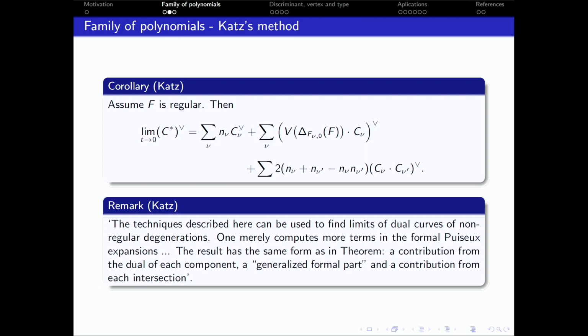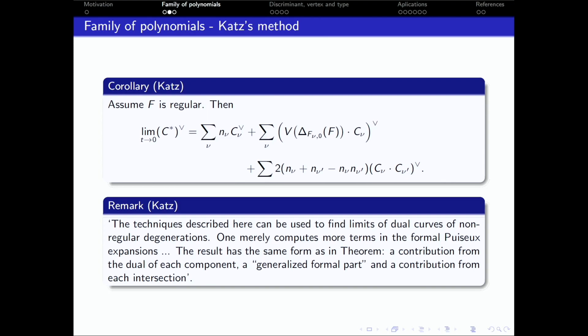with the following remark. The techniques described here can be used to find limits of dual curves of non-regular degenerations; one must merely compute more terms in the formal Puiseux expansion. The result has the same form as in the theorem: a contribution for the dual of each component, a generalized formal part, and a contribution from each intersection.